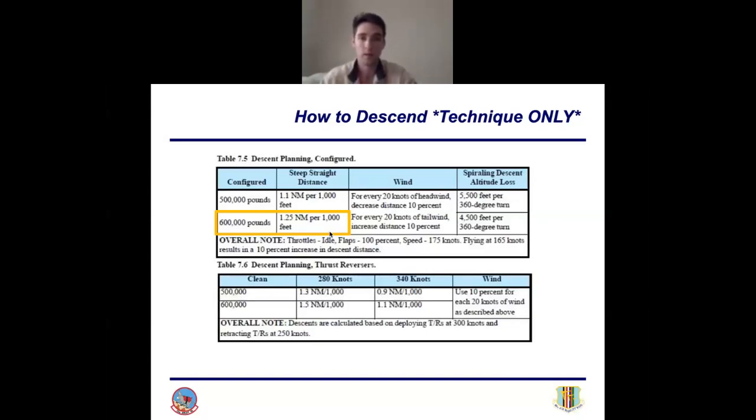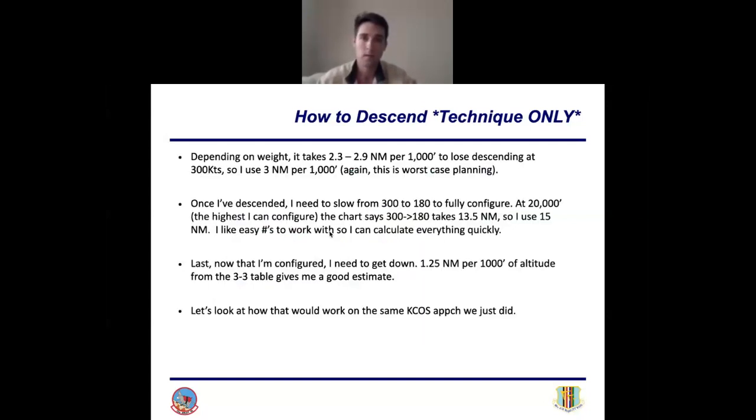So now I need to do something or ask to do something. And all of this obviously assumes, as you see on the bottom of this note here, your idle, your flaps 100%, and your speed is 175. Flying at 165 results in a 10% increase in the distance it takes. So this is truly the tactical best case that the C-5 can get down. Depending on the weight, it will take you between 2.3 to 2.9 nautical miles per 1,000 feet you need to lose at 300 knots.